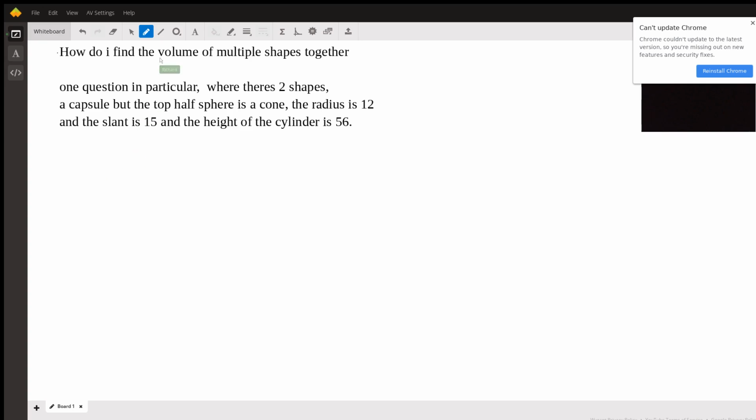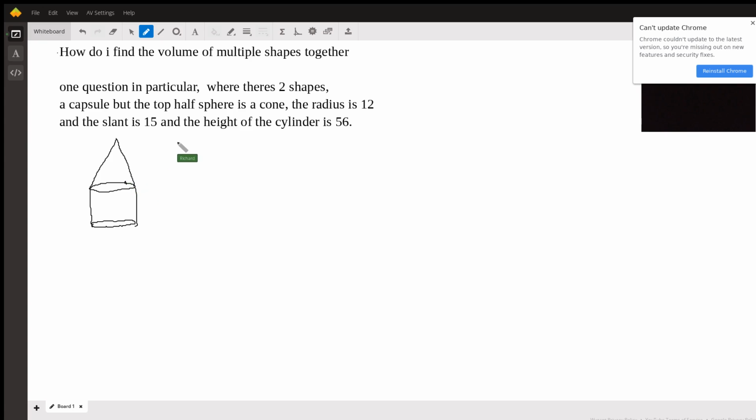Oops. Of course, I have to be in the drawing tool in order to draw. So I'm going to try again, draw my cylinder, and then the base, the bottom of the cylinder here. And you can see from the question that the bottom part is a cylinder, the top part is a cone. I'm just going to draw the cone now.